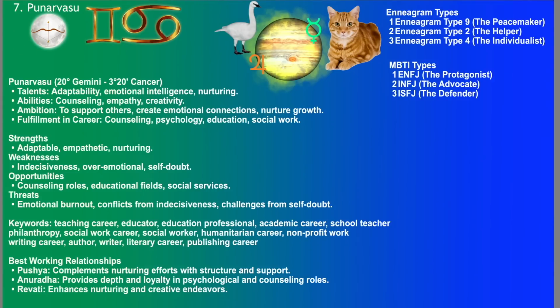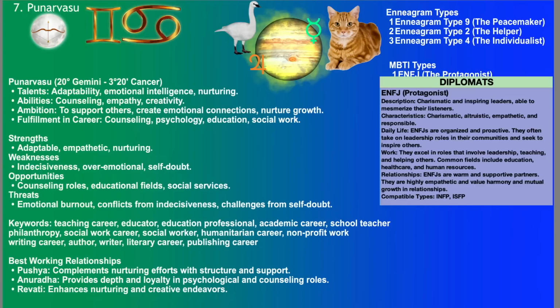Now let's see the MBTI types. ENFJ. Where's ENFJ? There you go. Diplomats. Protagonist. They are charismatic and inspiring leaders, able to mesmerize their listeners. So it's all about listening. Excellent teachers that we can think of could be ENFJ with Punarvasu in their chart.